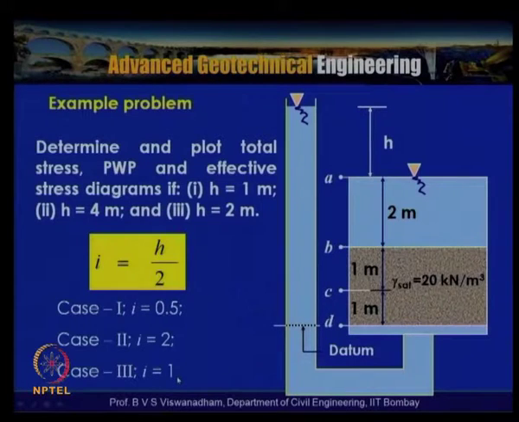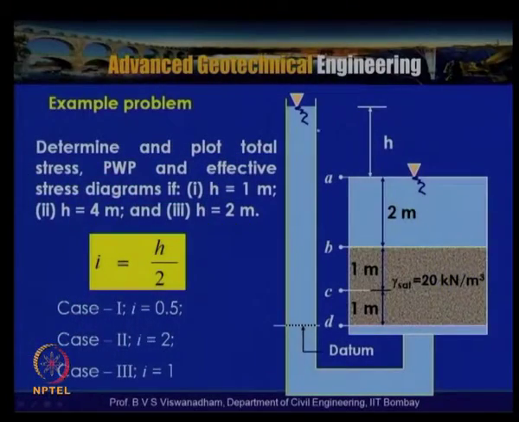So in one case i is equivalent to i_c, in another case i is greater than i_c, and in another case i is less than i_c. Based on these 3 conditions, in case 1, i is equal to 0.5. In all the 3 cases shown here, because this H is greater than this, the water flows in the vertically upward direction.